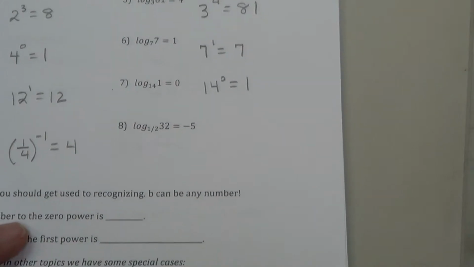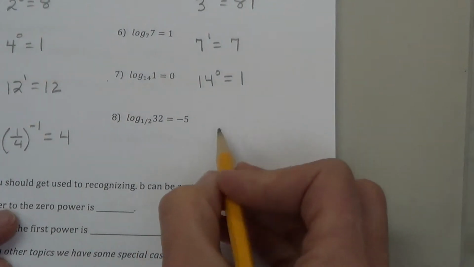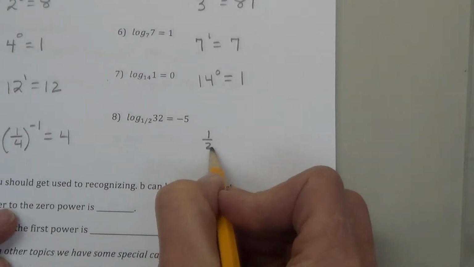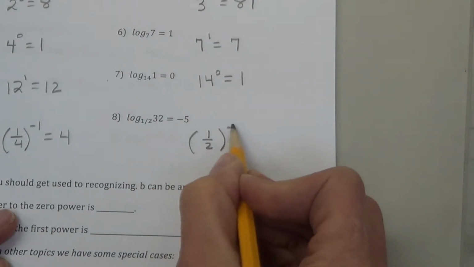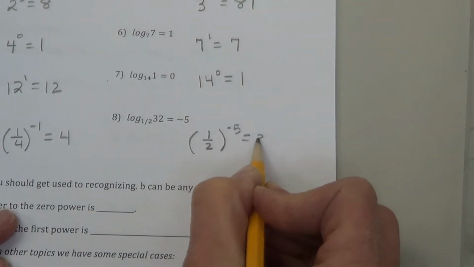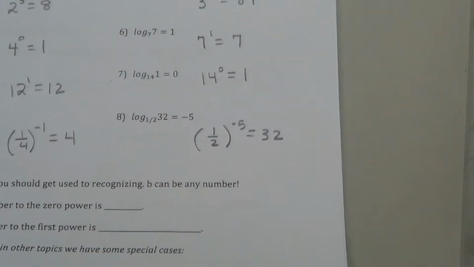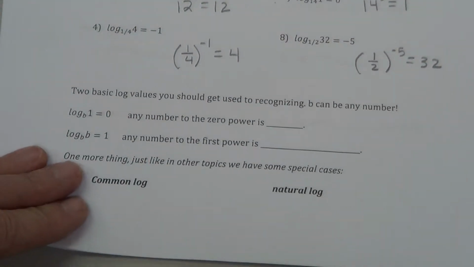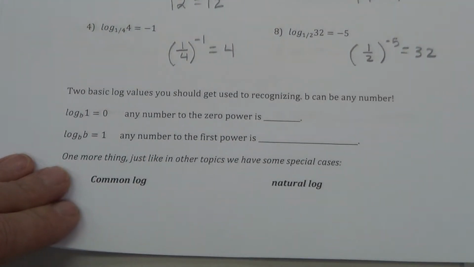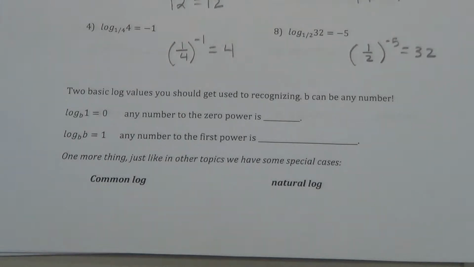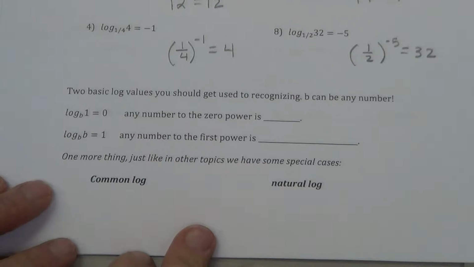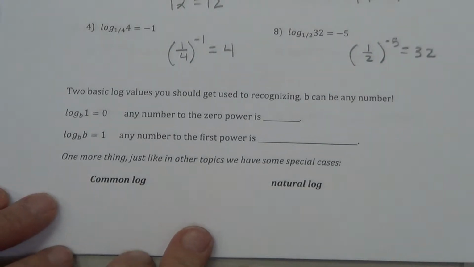Pause the video and you do this last one. Should be 1/2 to the negative fifth equals 32. Please feel free to pause the video anytime as you go this morning. These really take some time to think through. You have to look at the question and then reverse it in your brain, and I'm going to write down that reversal so that you can see what I'm thinking.